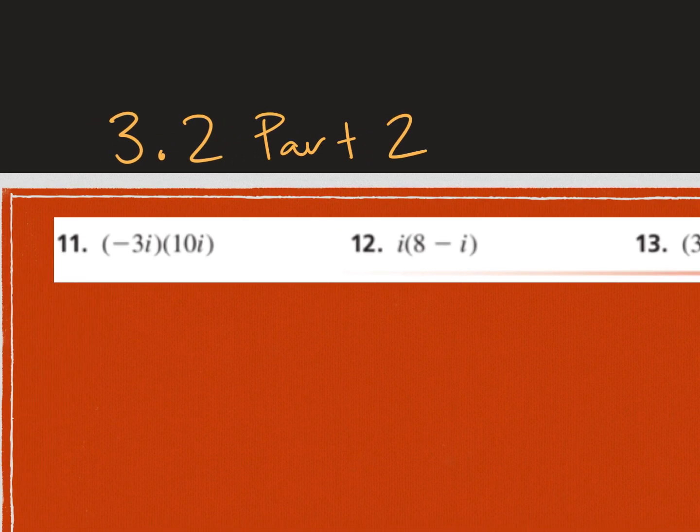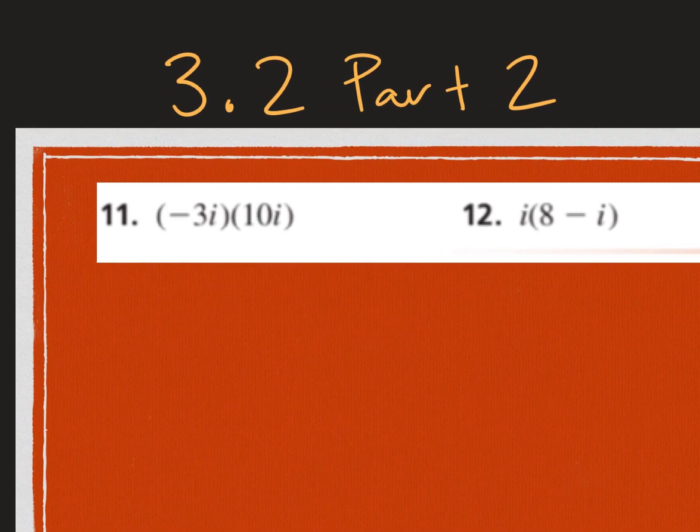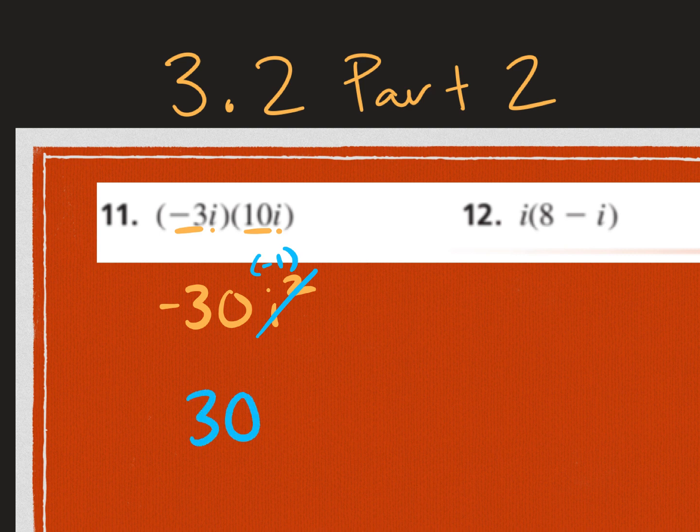So, multiplying with imaginary numbers. When multiplying, here we just have two terms, so I just multiply the numbers together. Negative 3 times 10 would be negative 30. And then i times i would be i squared. And we know that i squared changes to negative 1, and negative 1 times negative 30 would be positive 30.